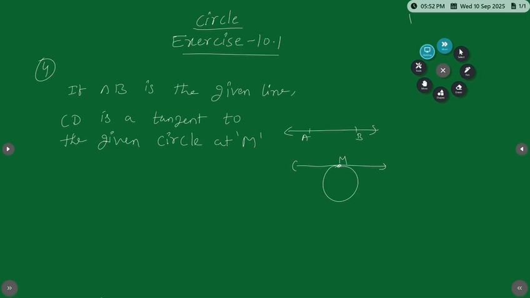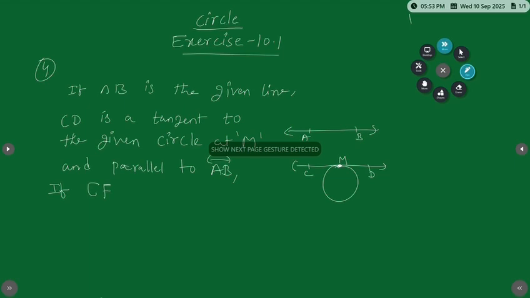CD is a tangent intersecting the circle at point M. Here M is the point of contact. This tangent is parallel to the given line AB.